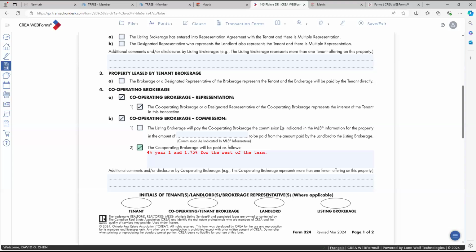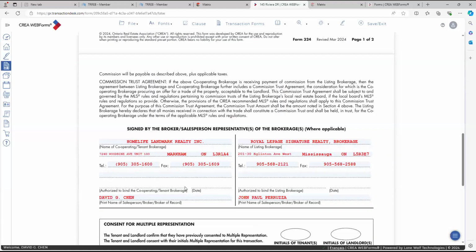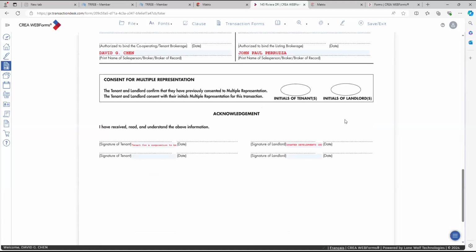Number 2, again, for this listing, you need to write down what's already said: 4% for year 1 and 1.75% for the rest of the term. That means every year you get 1.75% commission from net rent. So this way you are good, you are safe. Okay, so that's the form 324, and of course the signing acknowledgement is the same way as the other one.